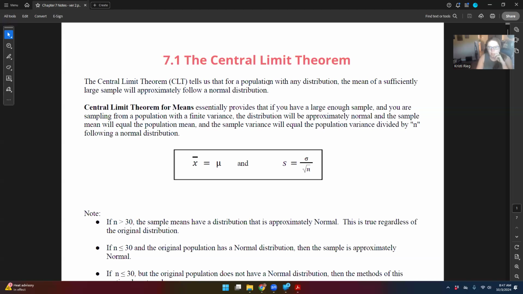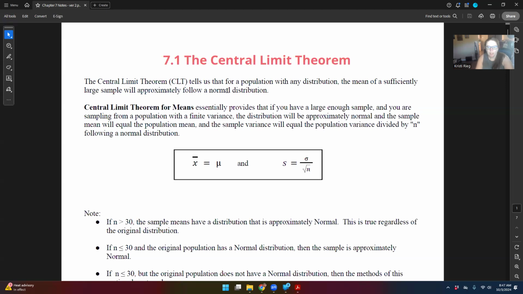Hey, in this video, we are going to start talking about the central limit theorem and how it relates to the normal distribution that we talked about in the last chapter. So here we have 7.1, the central limit theorem.